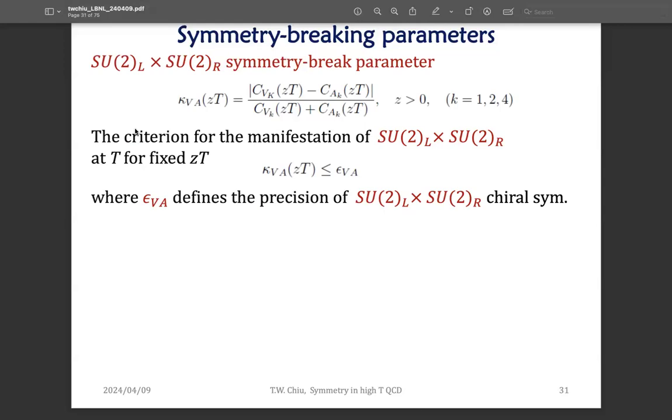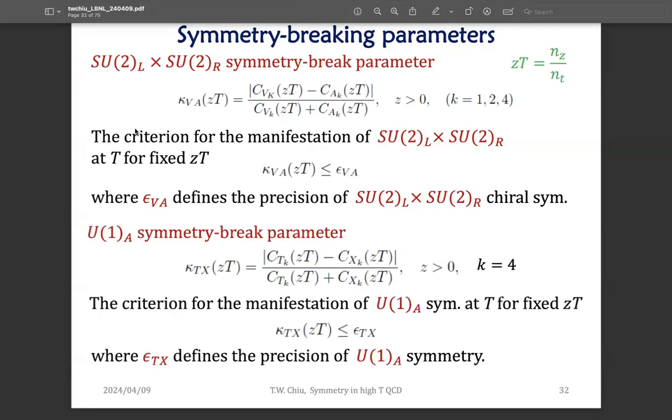This is a quantity, and then I ask how small it must be in order to say this is the restoration of chiral symmetry. That's a criterion, so it depends on this parameter, epsilon_VA. This defines the restoration of the SU(2)_L times SU(2)_R chiral symmetry. This quantity will not suddenly become 0. As the temperature increases, it becomes smaller and smaller, and the restoration of chiral symmetry depends on how small you want it. If epsilon_VA is smaller, then it will happen at a higher temperature.